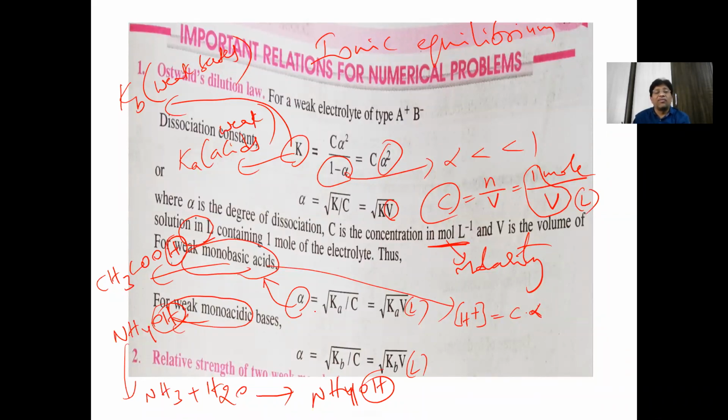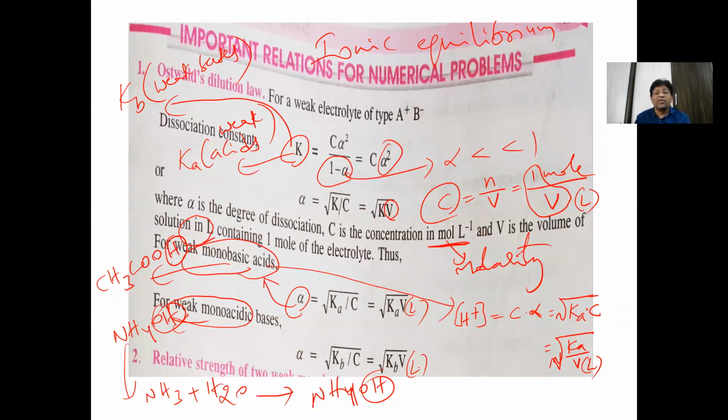Alpha is under root Ka by C, so C into under root Ka by C is under root Ka into C, otherwise under root Ka by V, where V is in liters. So the H plus ion concentration of weak monobasic acids equals C into alpha, which equals under root Ka into C, which equals under root Ka by the volume in liters.